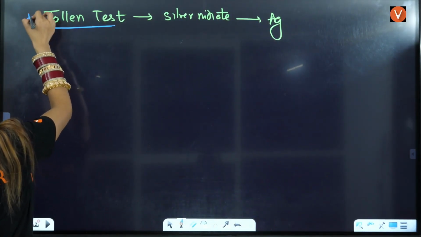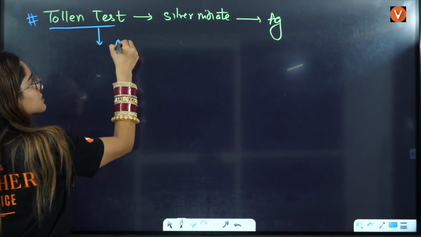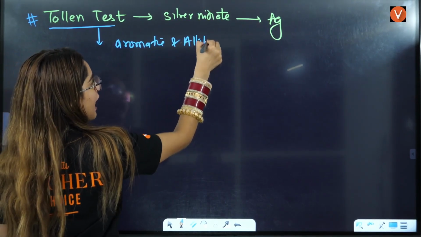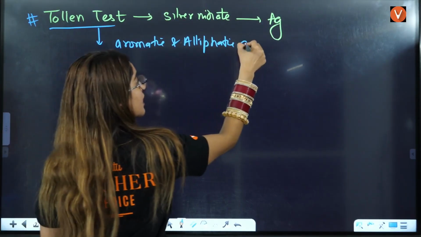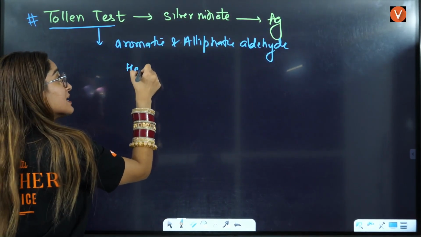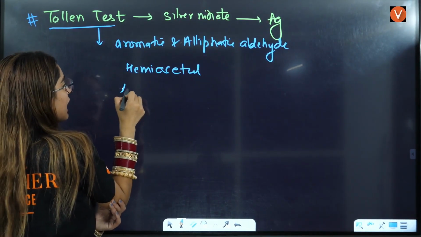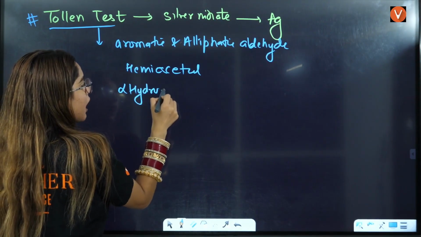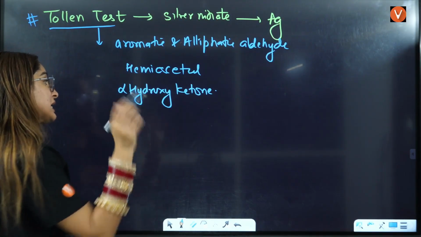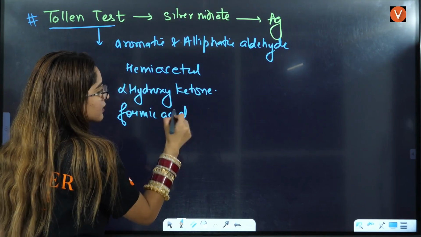So you keep memorizing the reaction, but what they will ask you, this is given by which thing? This is given by aromatic, aliphatic aldehydes. Then, ma'am, this is also given by hemiacetal. This most of the students don't know. This is also given by alpha hydroxy ketone. On alpha position you have OH. This is also given by formic acid. Okay, these are the important things to remember.